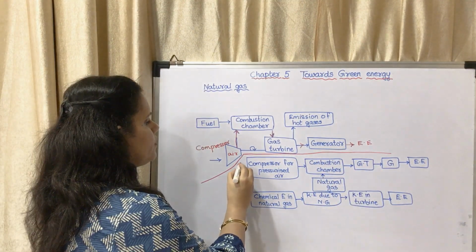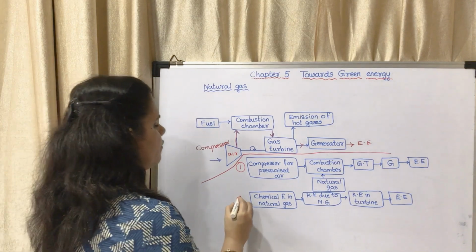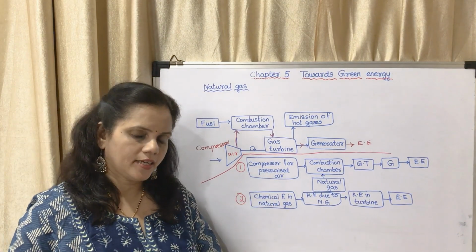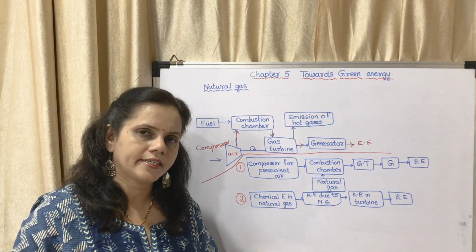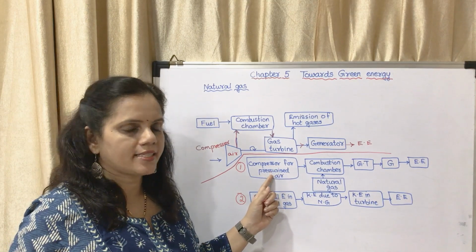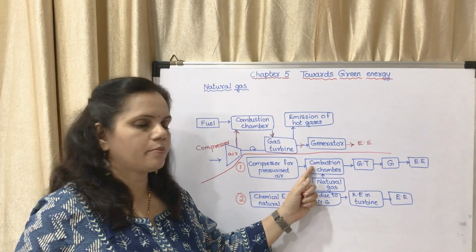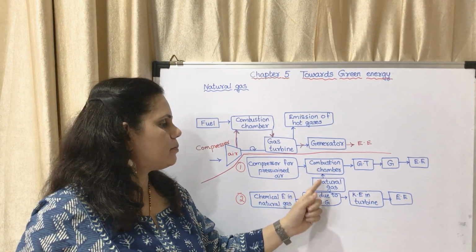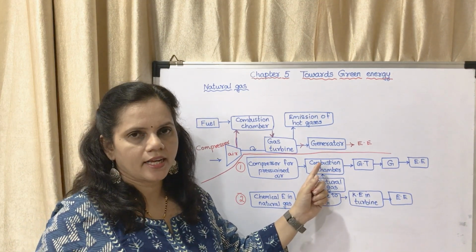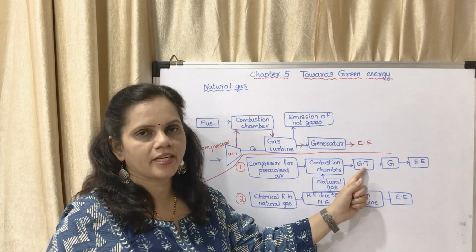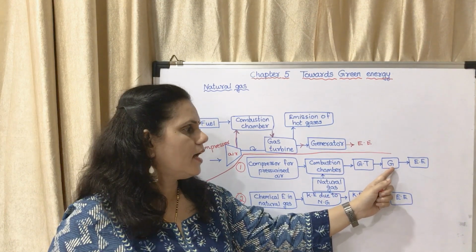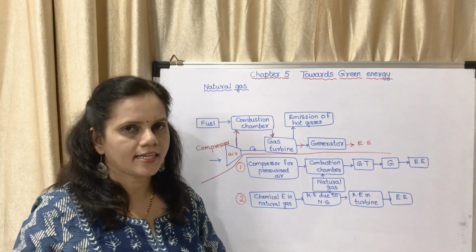Now this is the flow of energy, and this is the production of electrical energy. How is the electrical energy generated? First, the compressor provides pressurized air, which is given into the combustion chamber. In the combustion chamber, the natural gas is supplied and burnt, and the gas turbine is made to move. The gas turbine will turn the generator and the generator will generate electrical energy.